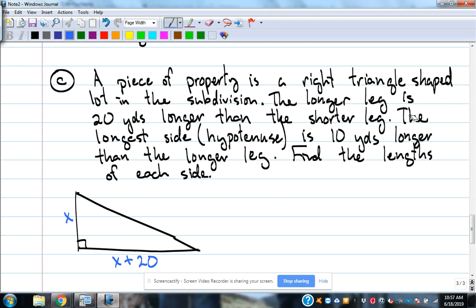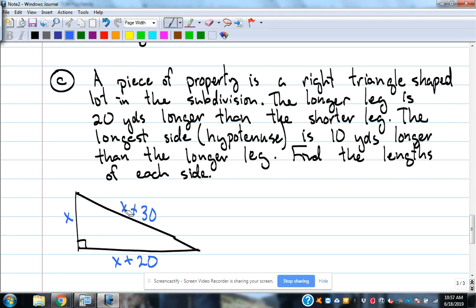And then this line right here, this is the tricky one. It says the longest side, the hypotenuse, so that's the one we don't know anything about yet, is 10 yards longer than the longer leg. So if it's 10 yards longer than this one, what could we write in its place? X plus 30 is right. Yeah, good job. So x plus 20, and x plus 30. If we can find out what x is, then we can find the rest of them pretty easily.